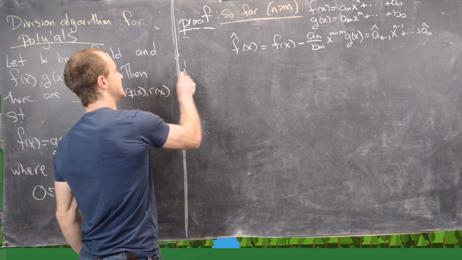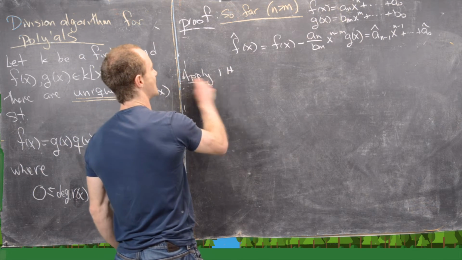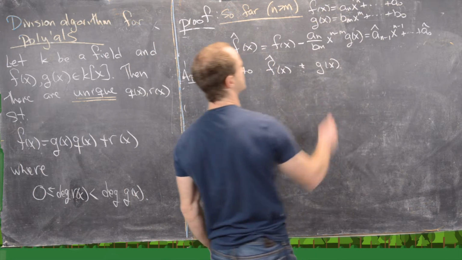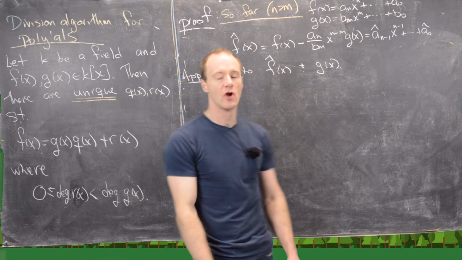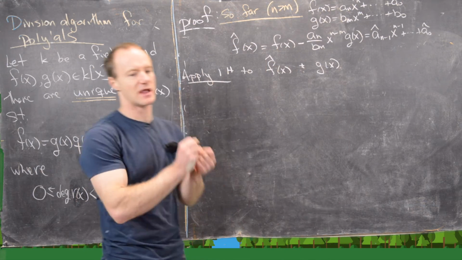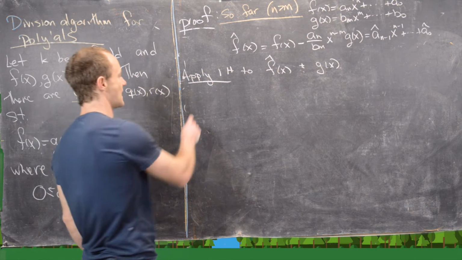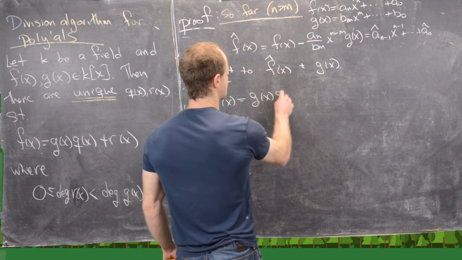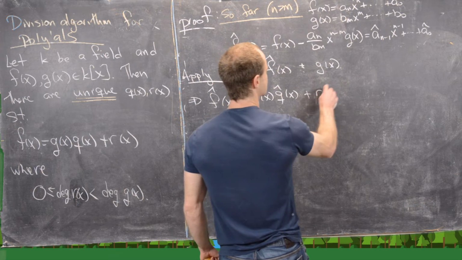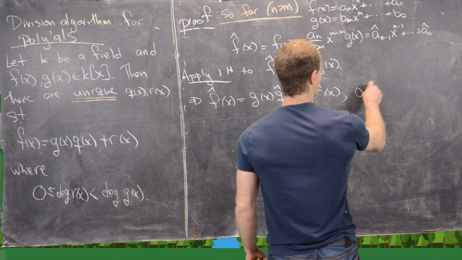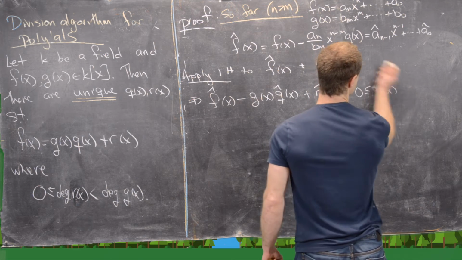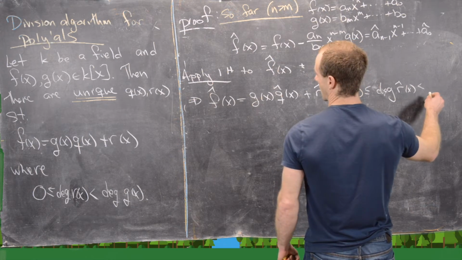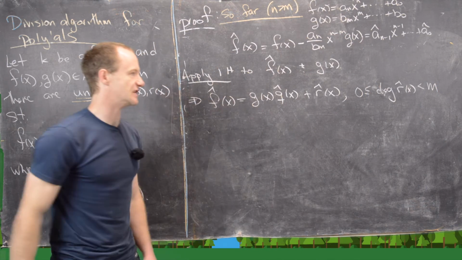So now what we want to do is apply the induction hypothesis to f hat of x and g of x. Let's recall that our induction hypothesis was that we could do the division algorithm if we got the degree lower than n. So that means we can write f hat of x equals g of x times q hat of x plus r hat of x. And here we have the degree of r hat of x is less than m, which is the degree of g of x.